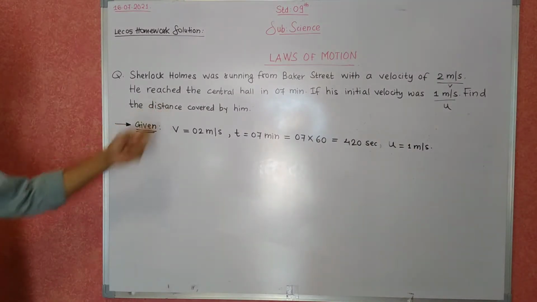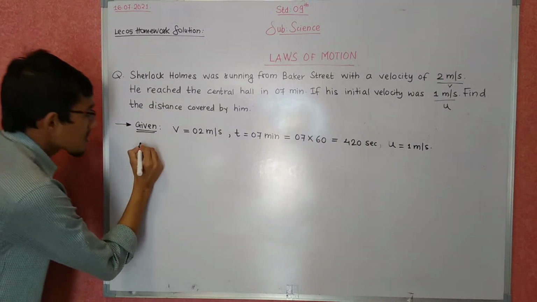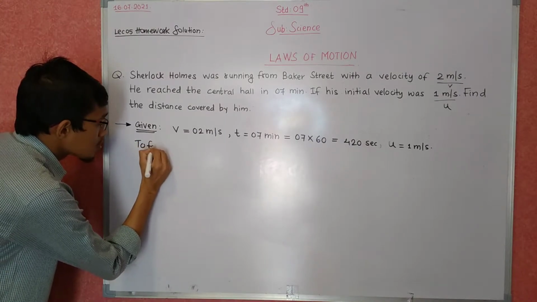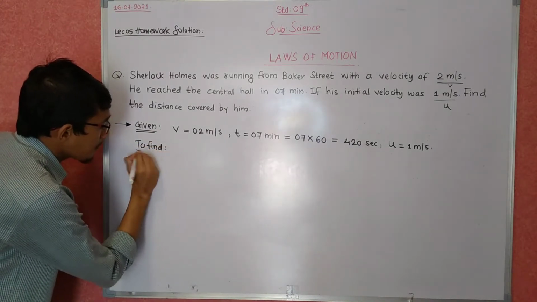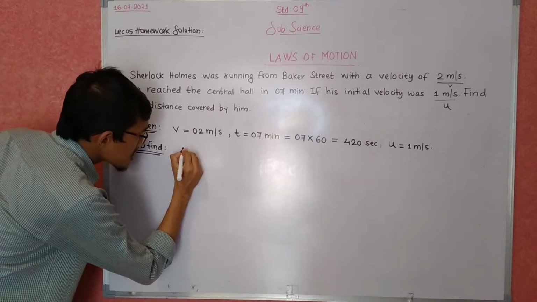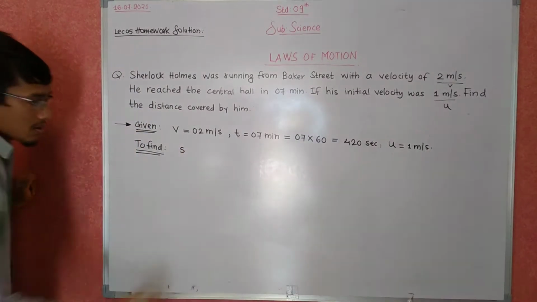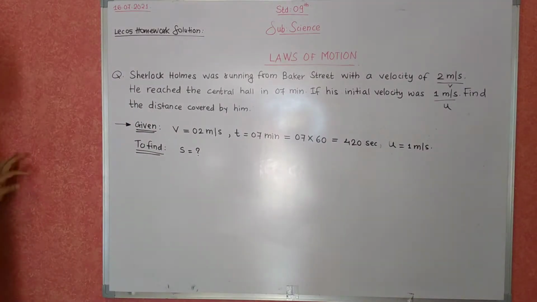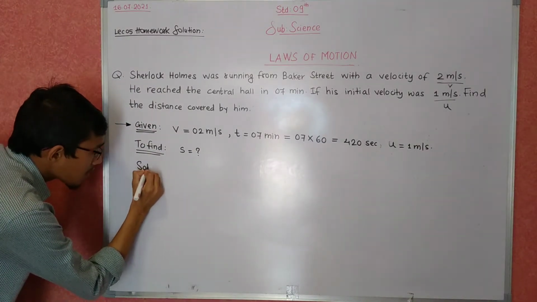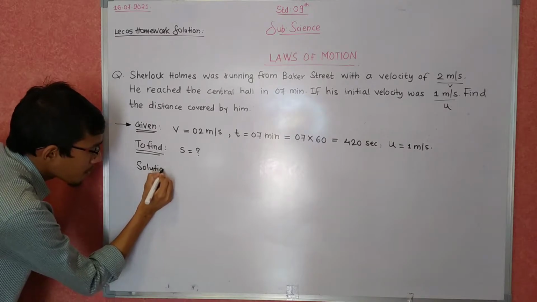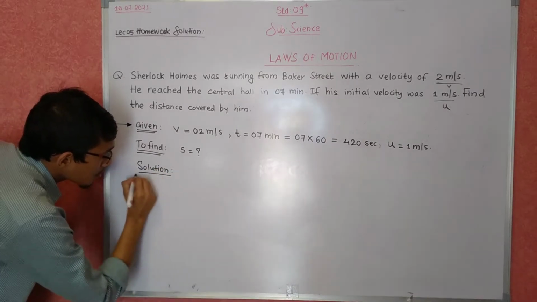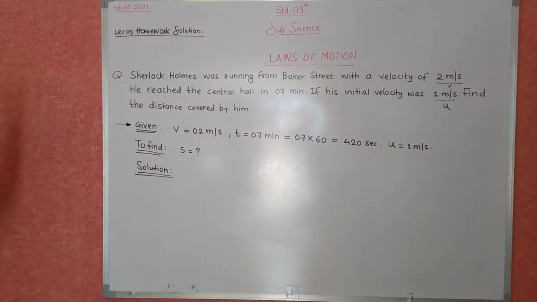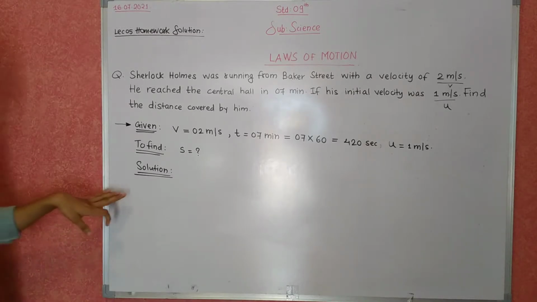What we have to find? We have to find the distance covered by Sherlock Holmes. Distance is represented by small s, and we have to find it. So s is equal to question mark. Now we will head towards the solution for this particular numerical.